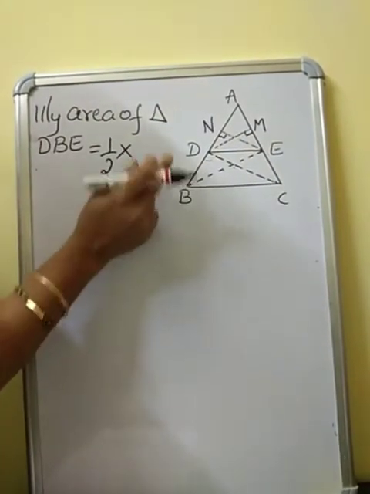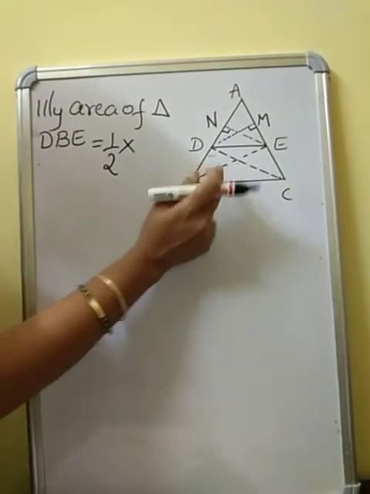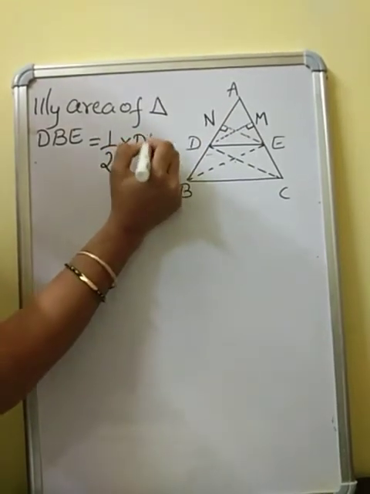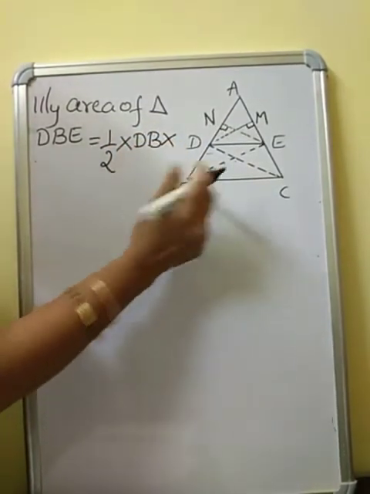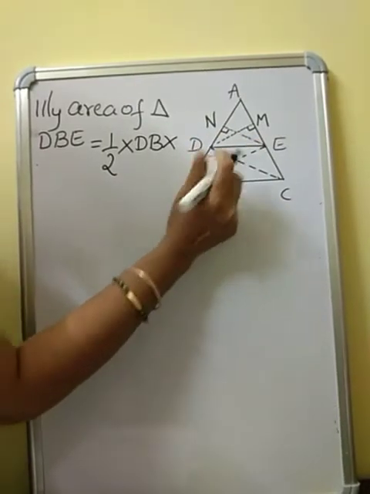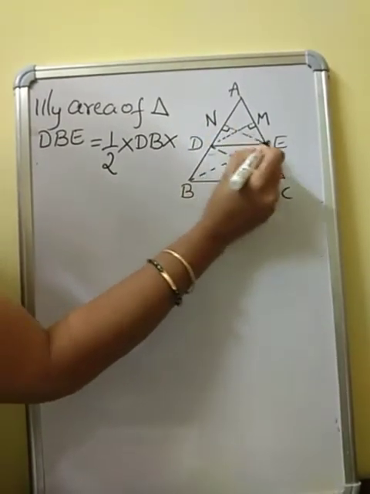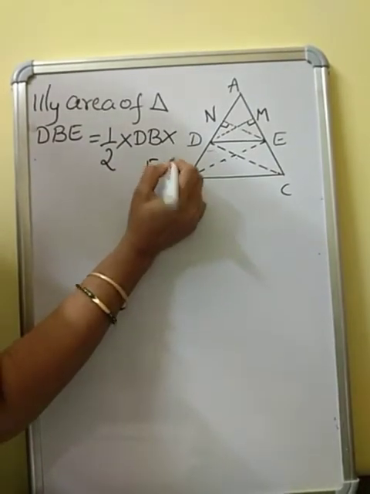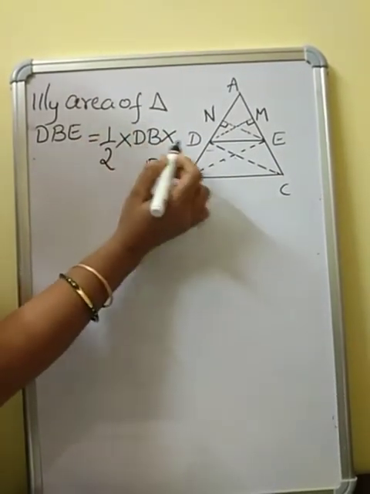Now which is the base here and which is the height? So I am taking here DB as base into. Now for this, which is the height? That is again EN. So I am going to write here EN, half into base into height.